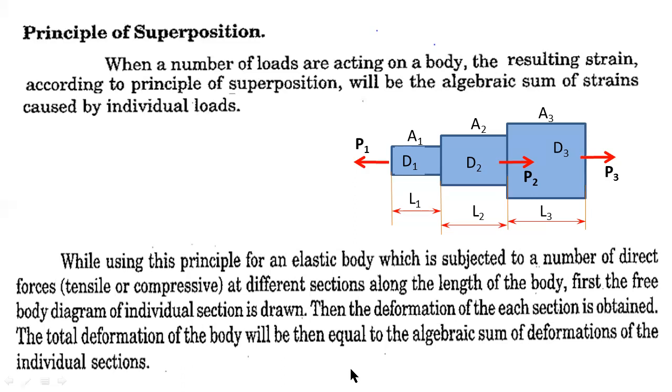Already we discussed the formulas. For determining the total deformation in the body, we have to add all the individual deformations. So delta L, the change in length, equals delta L1 plus delta L2 plus delta L3 plus and so on. Delta L1, delta L2, delta L3 are the individual deformations, and delta L is the total deformation. So for getting the total deformation in the body, you have to add all individual deformations. That is the principle of superposition.